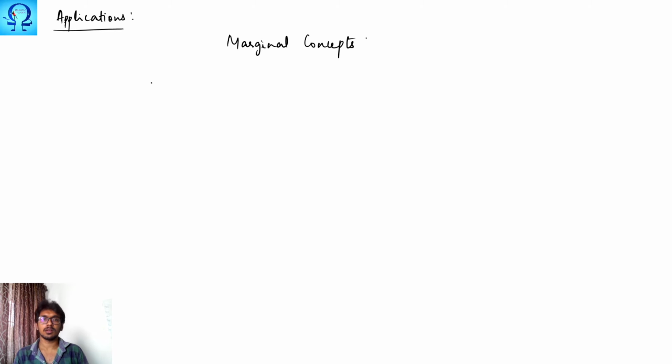Welcome back to our course on Calculus for Business. In this lecture, we are going to talk about some applications of differentiation. The first concept that we are going to see is marginal concepts. In marginal concepts, what are the things that we deal with? The first one is revenue, and the next one is cost. These are the two things that we deal with in marginal concepts.